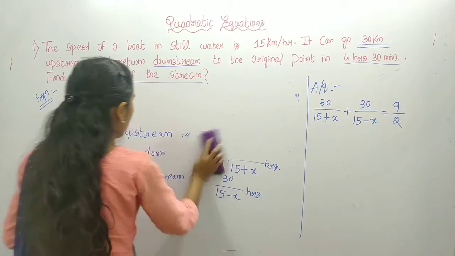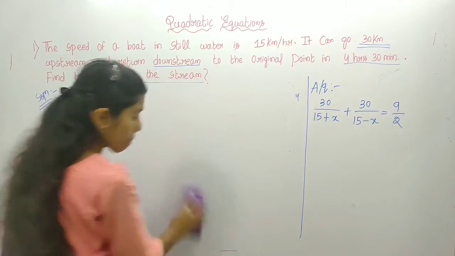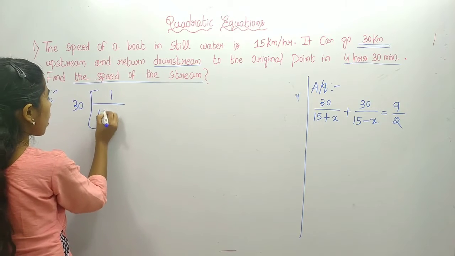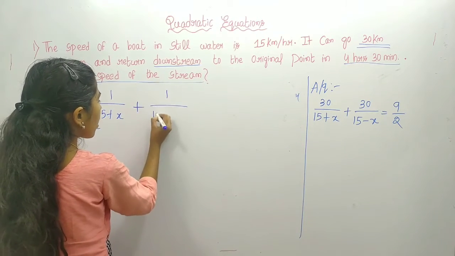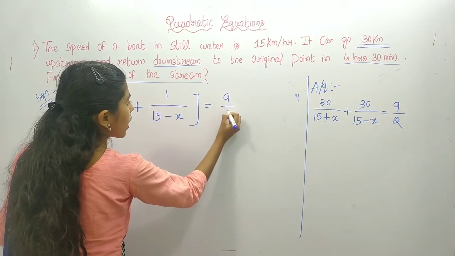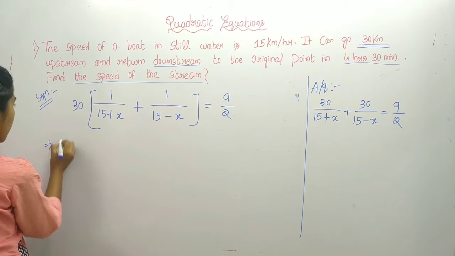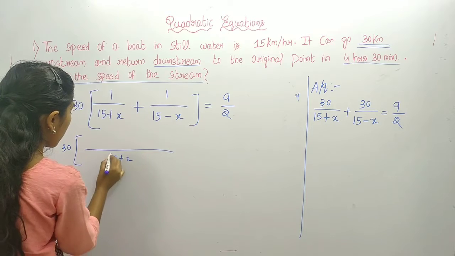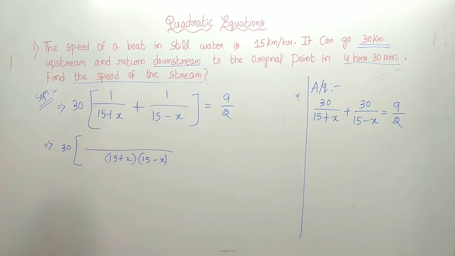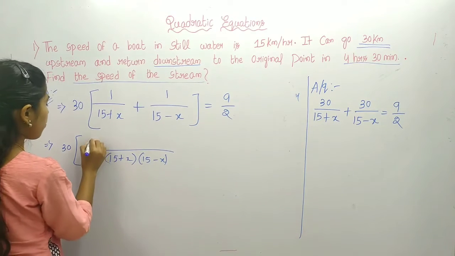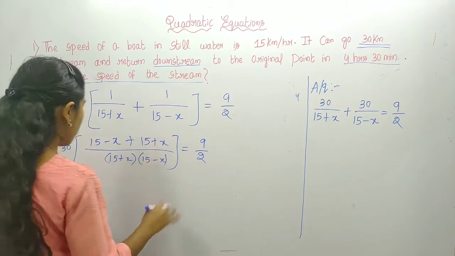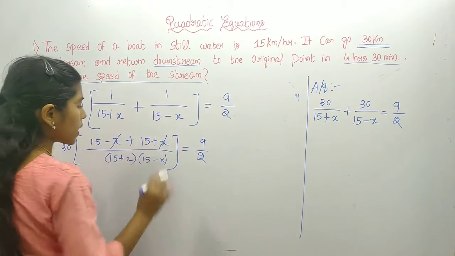Now we have to solve the equation. Here we can take 30 as common. In bracket, 1 divided by 15 plus x plus 1 divided by 15 minus x equals 9 divided by 2. Here the LCM is 15 plus x into 15 minus x. Then on the upper side, 15 minus x plus 15 plus x equals 9 divided by 2.